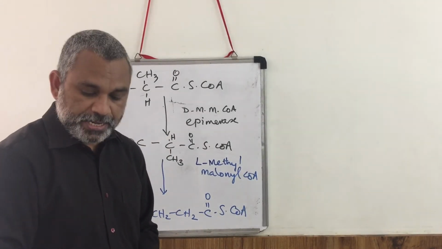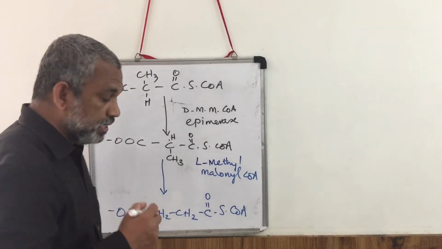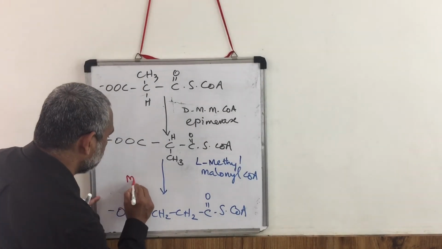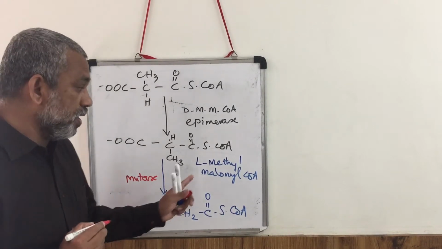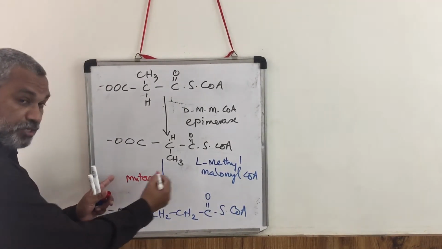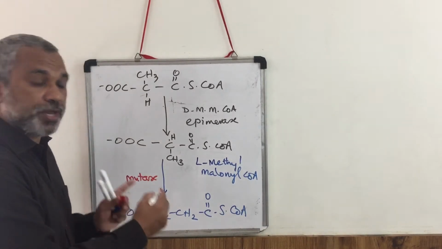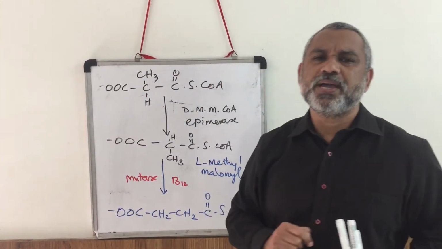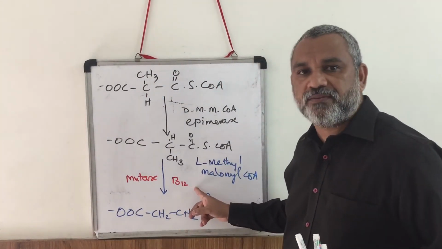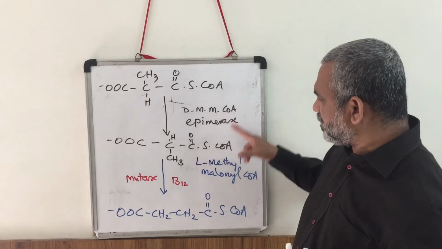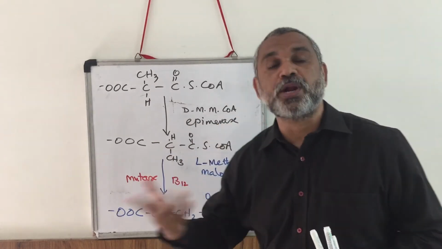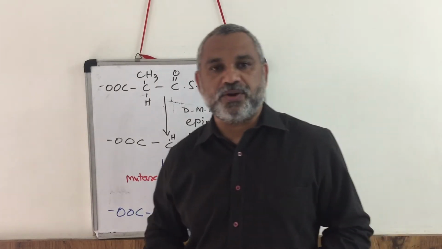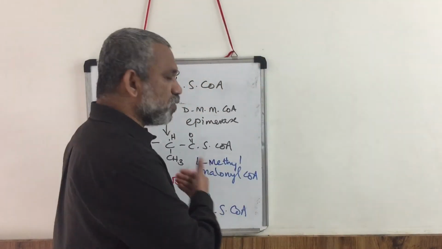So this is succinyl-CoA. Now this conversion is carried out by an enzyme which is a mutase. It is called methyl malonyl-CoA mutase, and it is a vitamin B12 dependent enzyme. That's why people who have a deficiency of vitamin B12 will be excreting a lot of this methyl malonyl-CoA or propionyl-CoA, because propionyl-CoA cannot be converted into succinyl-CoA. This is the reason, because there is a deficiency, the enzyme is not active.